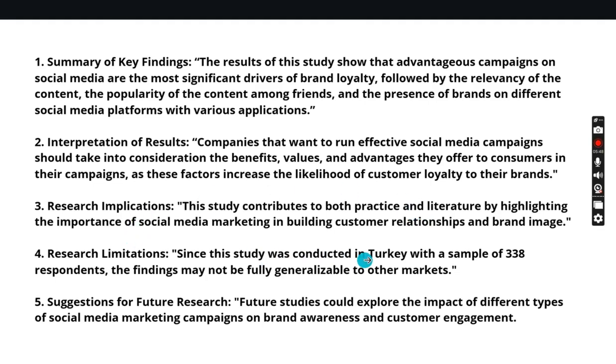Since the study was conducted in Turkey with a sample of 338 respondents, the findings may not be fully generalized to other markets. And the last is suggestion for future research. Future studies could explore the impact of different types of social media marketing campaigns on brand awareness and customer engagement.